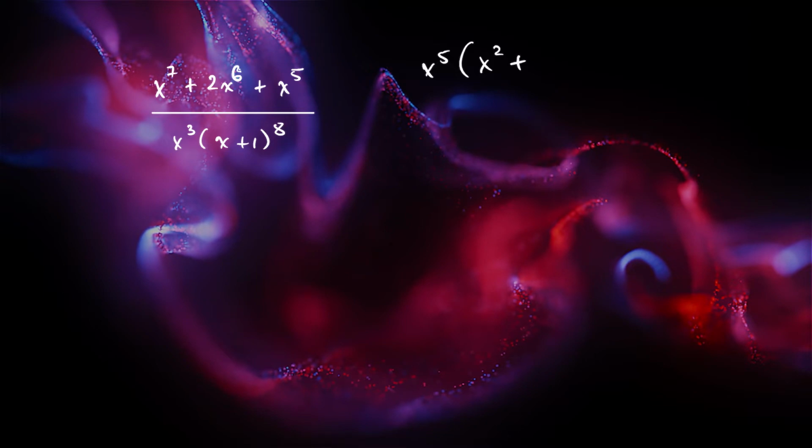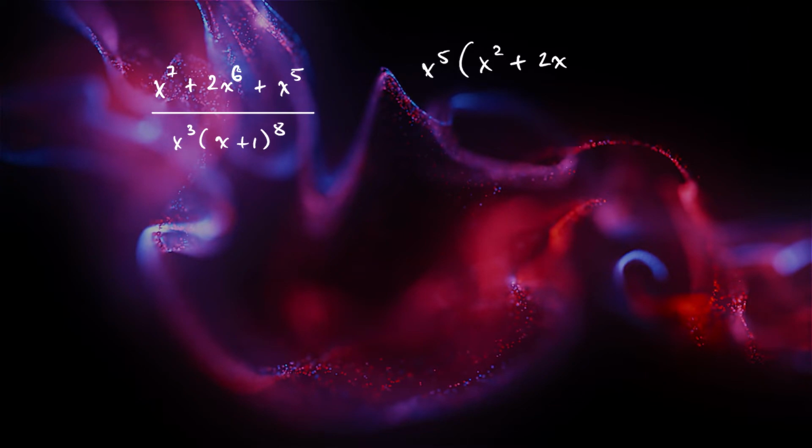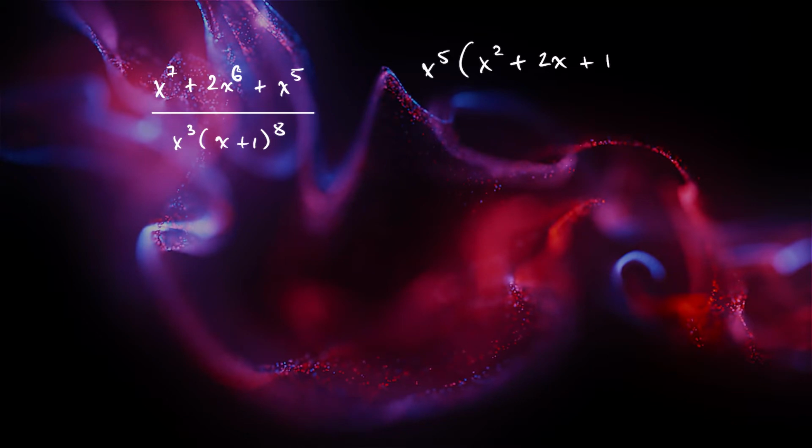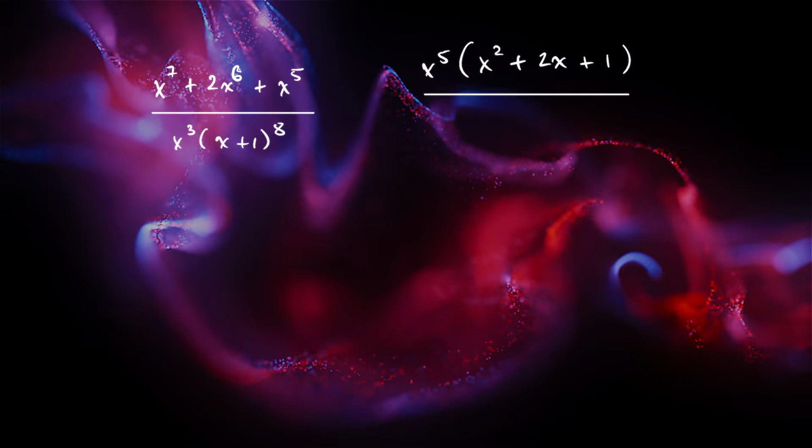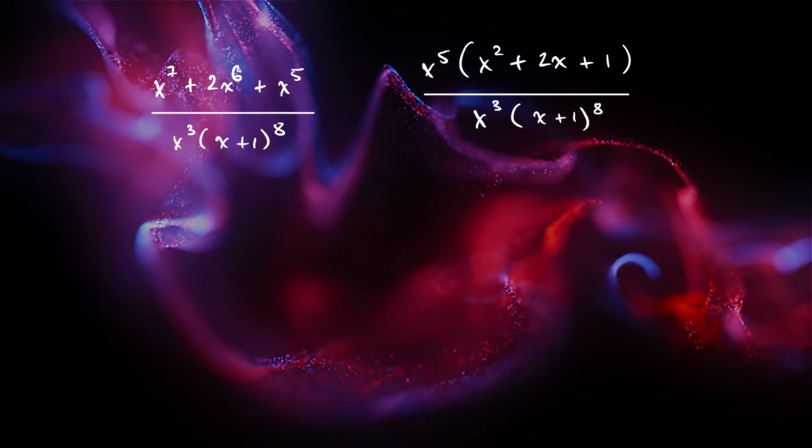That gets added with 2x. So 2x multiplied by x to the power of 5 gives me 2x to the power of 6. And finally, x to the power of 5 multiplied by 1 will give me x to the power of 5. So this is that numerator fully factorized. Now, if you remember, the denominator has already been factorized. So we've got x cubed bracket x plus 1 to the power of 8.